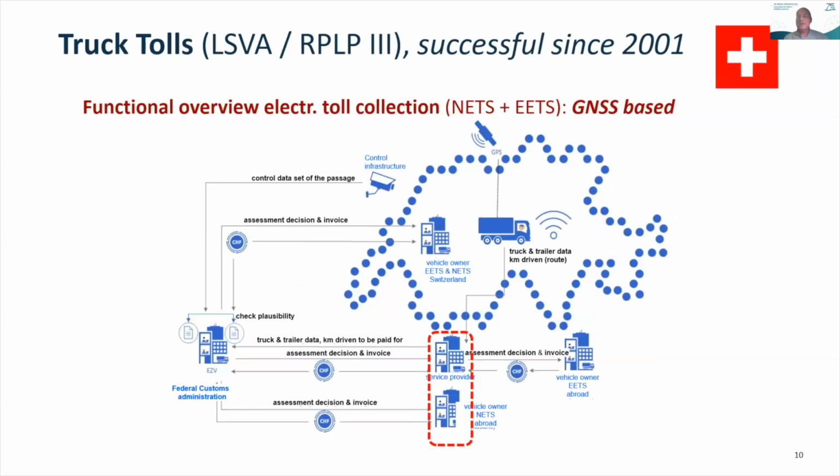And this is maybe a little overview. This is also what Norbert will present. You have the satellite. It's not only GPS, it's GNSS. I just copied the official picture from the Swiss studies. You have the satellite with mobile internet, and it's kilometer based. The satellite positions the truck. It has onboard units, and you have control of infrastructure, ANPR, video license plate reading.